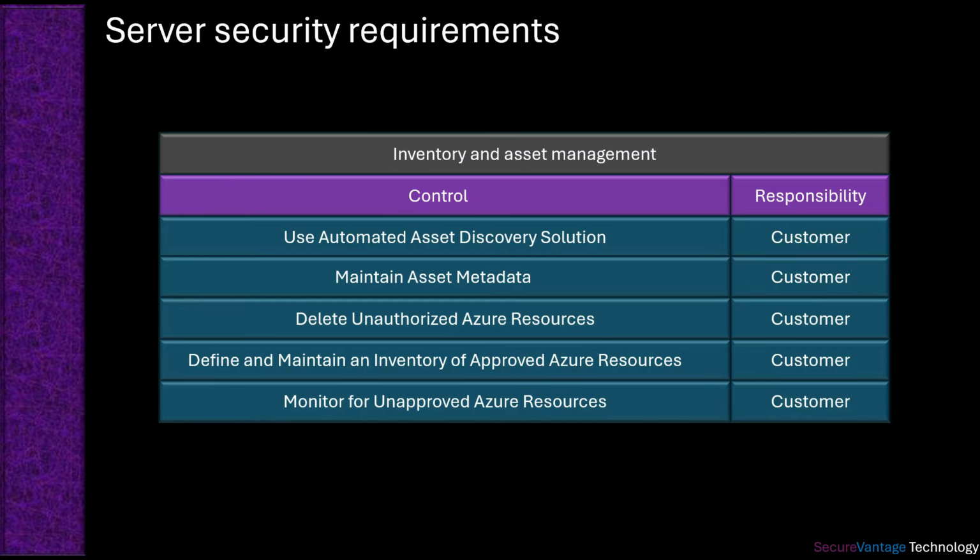Let's break down server security with a focus on inventory and asset management. First control is use an automated asset discovery solution. Imagine you are managing a large warehouse filled with all sorts of valuable items. To keep track of everything, you would want an efficient way to scan and discover every item inside. For your servers and cloud resources, this is where an automated asset discovery solution comes in handy.